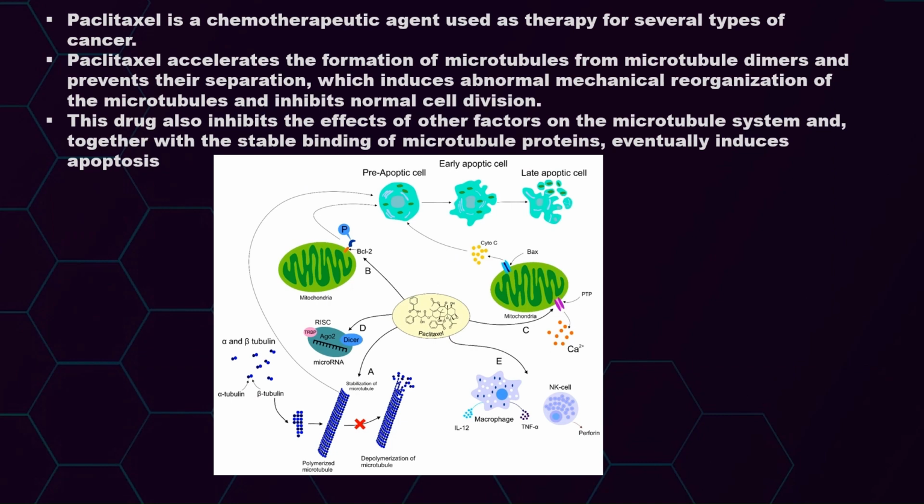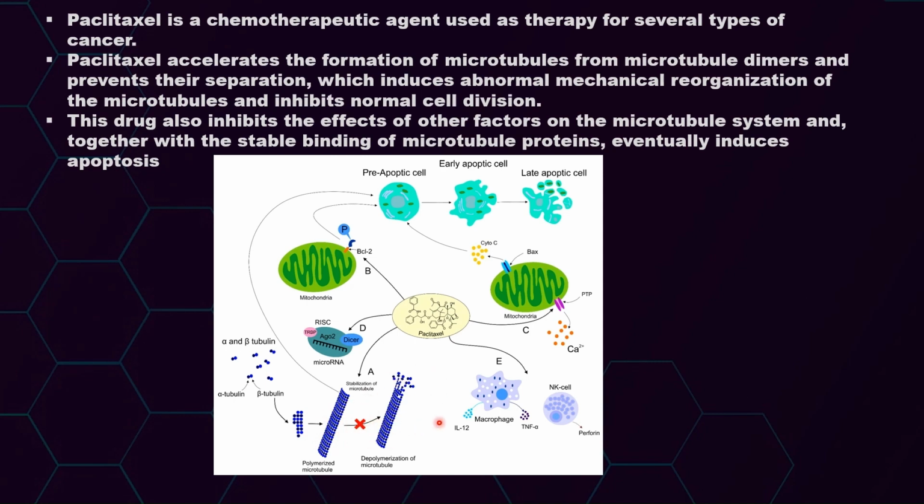First one is paclitaxel. Paclitaxel is a chemotherapeutic agent. It is used as a chemotherapy in many types of cancer. Paclitaxel accelerates the formation of microtubule from microtubule dimer. So what happens? Alpha and beta tubulin make a dimer, and this dimer gets organized and forms a microtubule. So it leads to the polymerization of microtubule. It leads to the formation of a microtubule by polymerization of these dimers, but it prevents their separation.